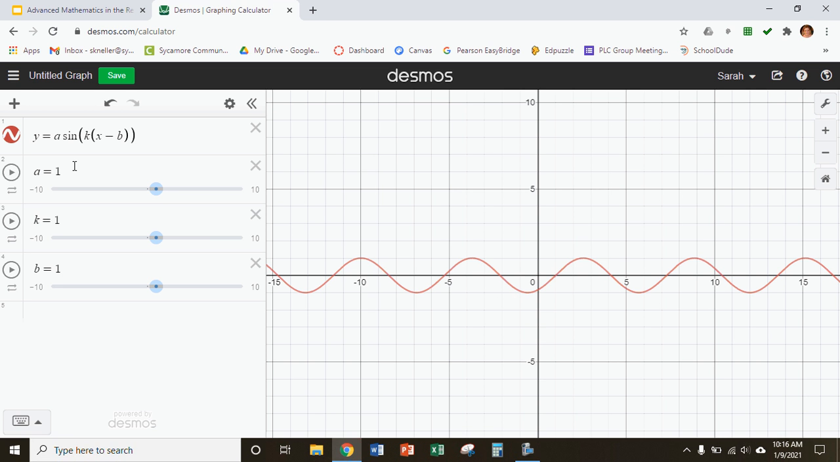Now here everything is set to 1, okay? So you can leave it like that. When we're going to animate stuff, we're just going to hit the little play button, but we can adjust the sliders if we want to. We can make these values from -10 to 10 be anything that we want. But for A, it's okay to leave it from -10 to 10. For K though, I think it's better if we stay in the positives. It's okay to be negative. That's just going to flip the graph upside down.